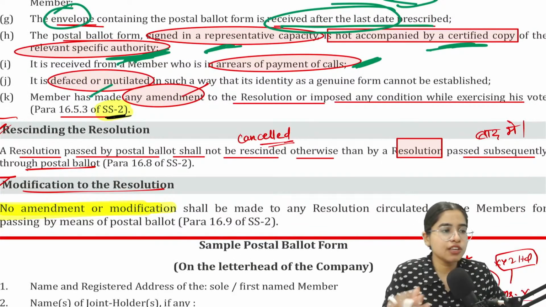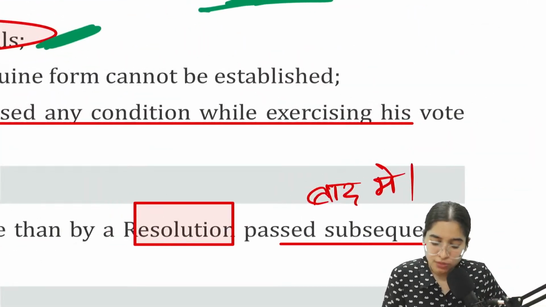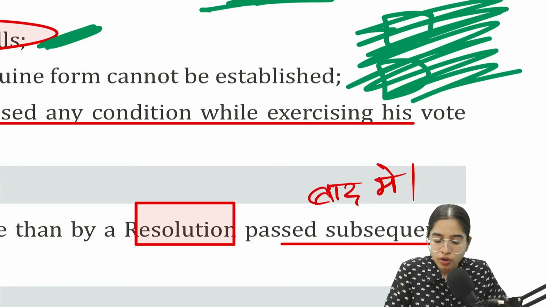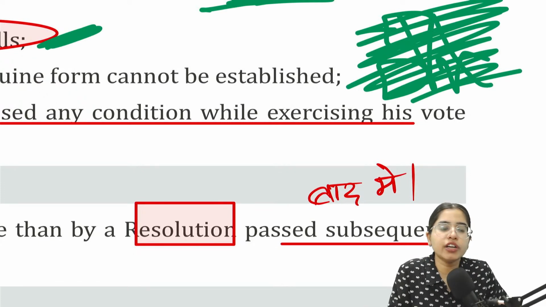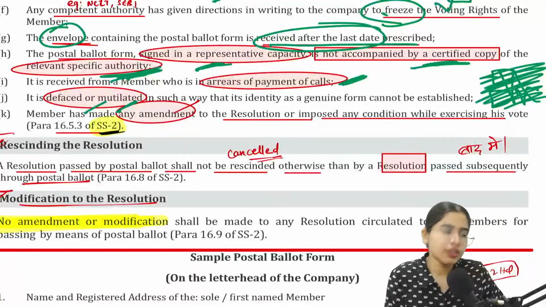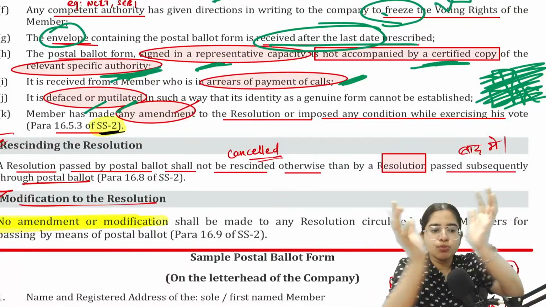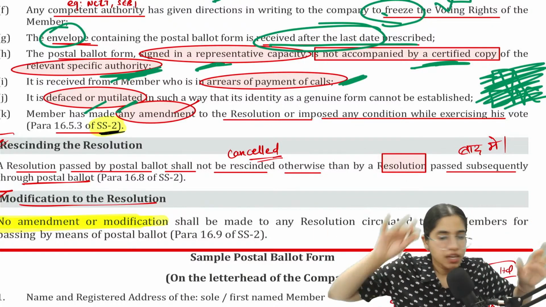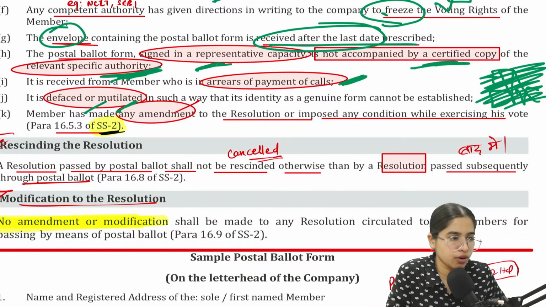Next is if it is defaced or mutilated. Defaced means the paper is completely cut, or somebody is not able to read it. And mutilated means, for example, they crumple the paper, and when you open it the words have come off and you are not able to read them. If that paper is defaced or mutilated, it will be invalid.